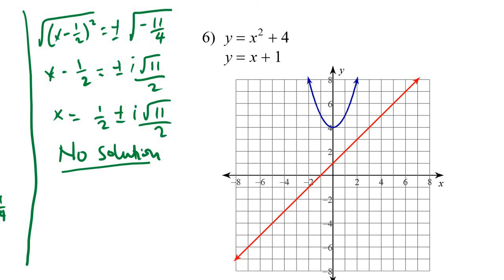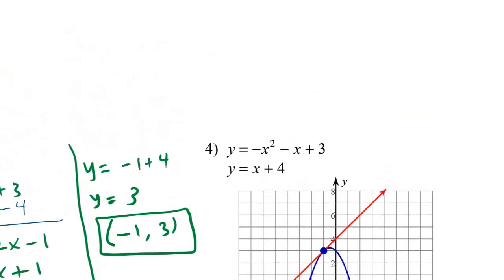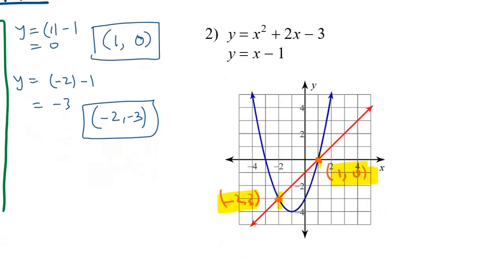So, summary. There are 3 possible ways in which your solution can turn out. It can be either no solution, like in this case, or it can be with one solution in this case, or it can be with two solutions like in this case.